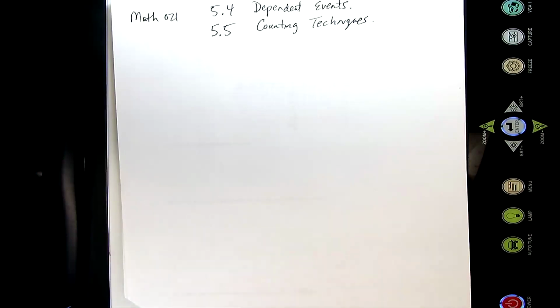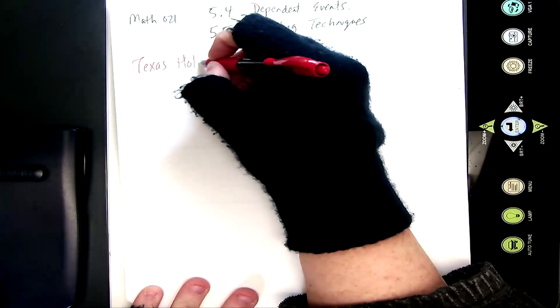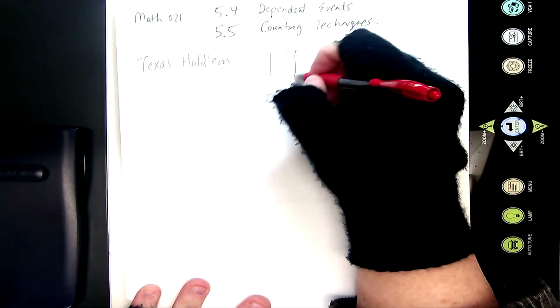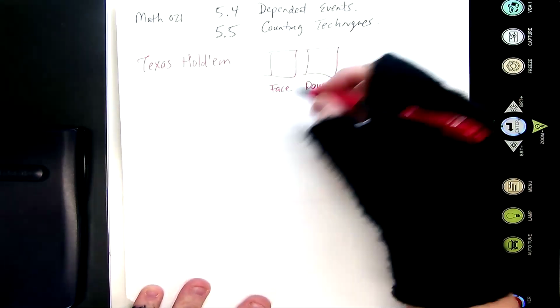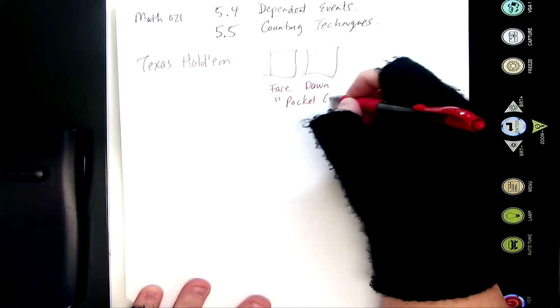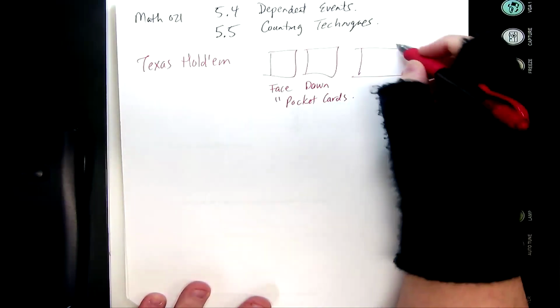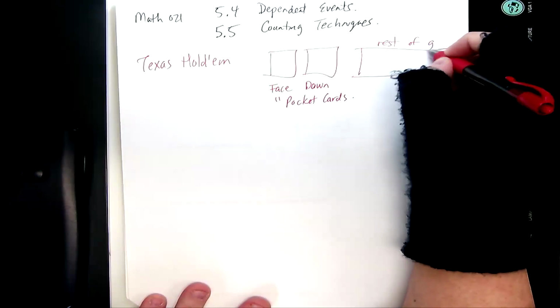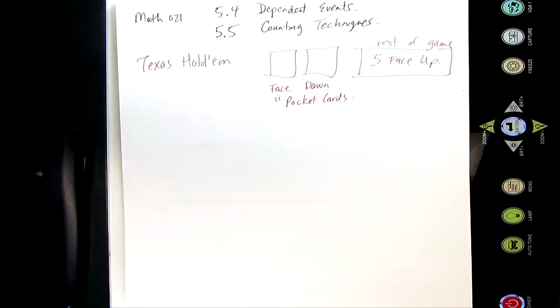Has anyone ever played Texas Hold'em? If you play Texas Hold'em, this is going to make sense to you. If it doesn't, I'm going to explain what happened. Texas Hold'em, the poker game. You get two cards face down. These are called your pocket cards, and they're yours alone. Then, over the course of the rest of the game, you get 5 face-up cards that everybody gets to use to make the poker hand.